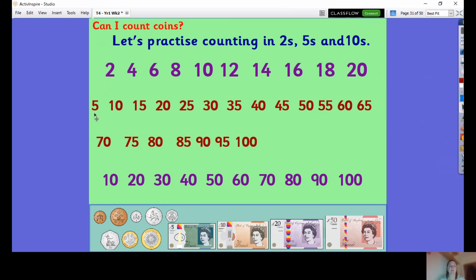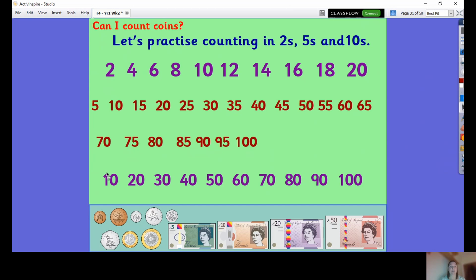Okay, let's count in 5s. 5, 10, 15, 20, 25, 30, 35, 40, 45, 50, 55, 60, 65, 70, 75, 80, 85, 90, 95, 100.